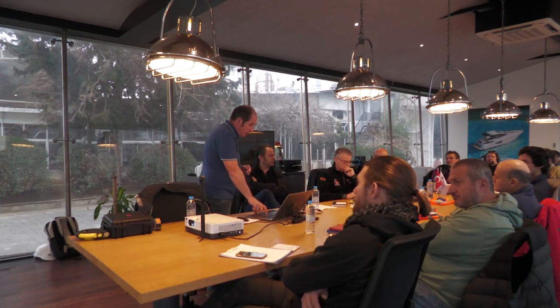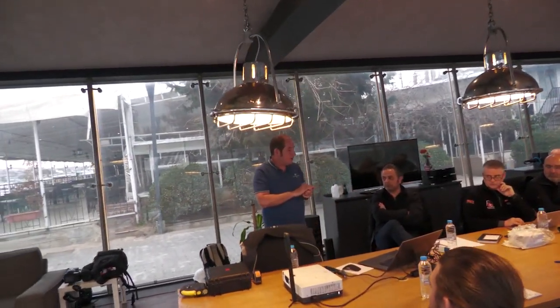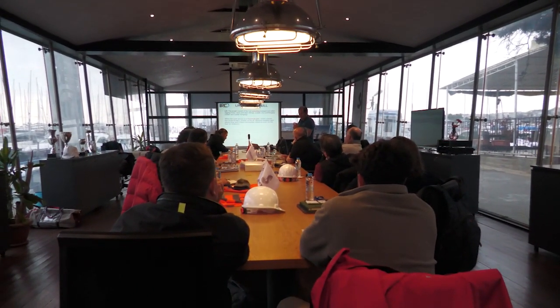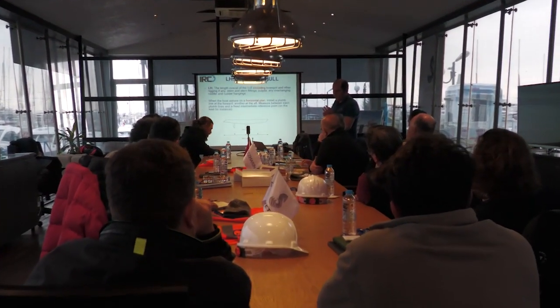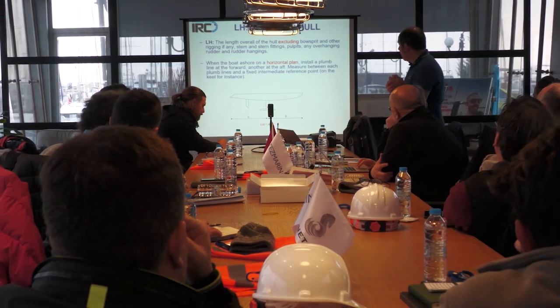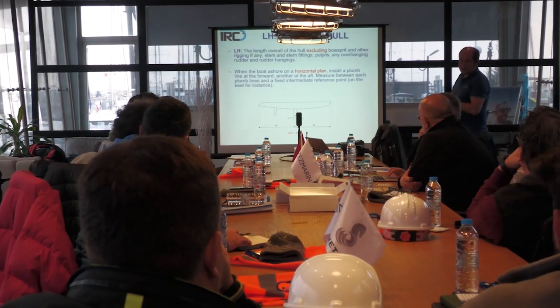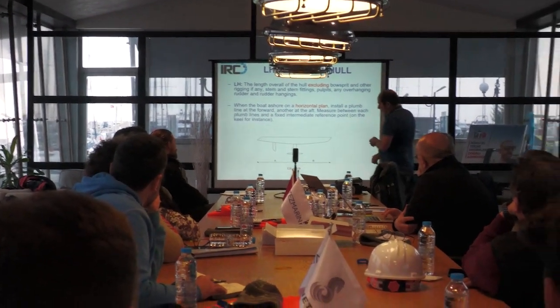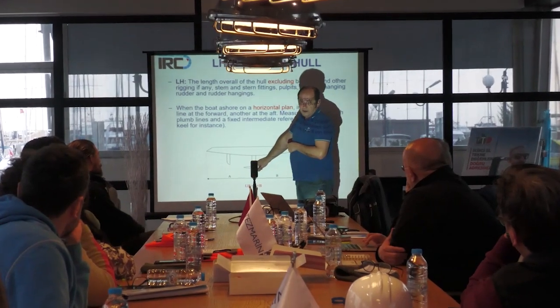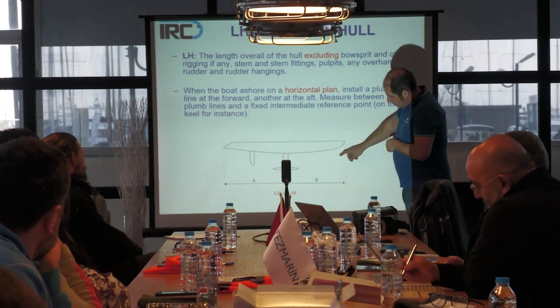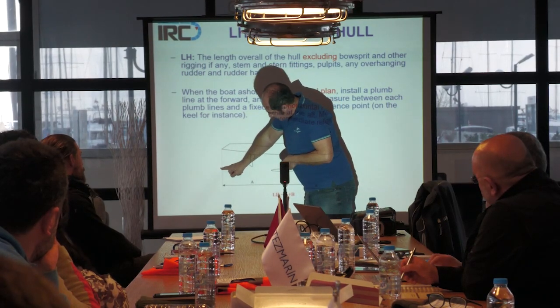If you have to measure the length of a hull when the boat is level, you will consider the definition of the length of the hull under IRC, LH, which is the length of the hull, excluding bowsprit and other rig interference, stem and stern fittings, pulpits, any overhanging rudder or rudder hangings. When the boat is on a horizontal plane, you will measure the hull length in two steps. You will choose a reference point over there on the keel, and we will mark it with a pencil. Here for this first measurement, we will put the plumb line.